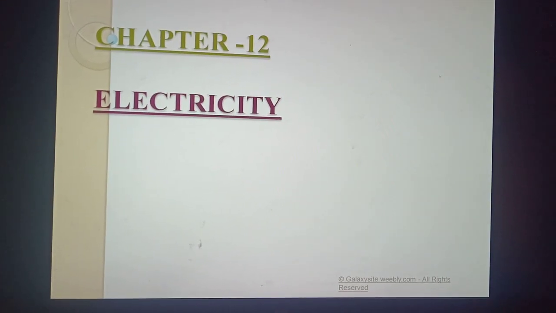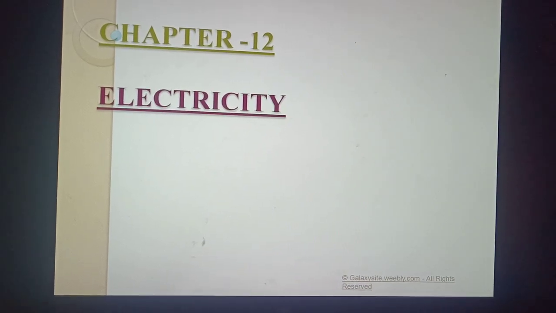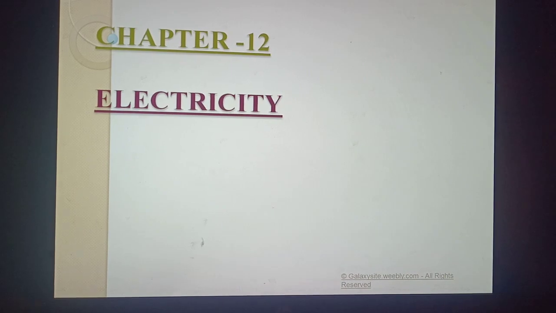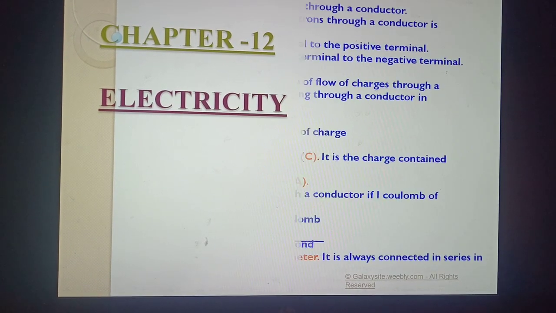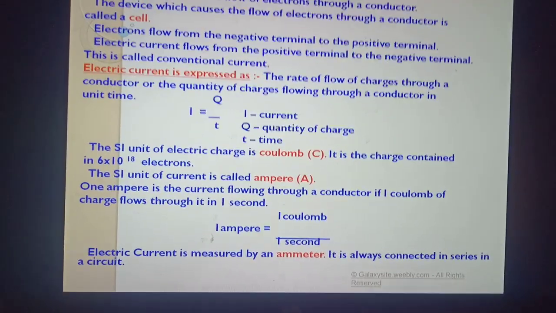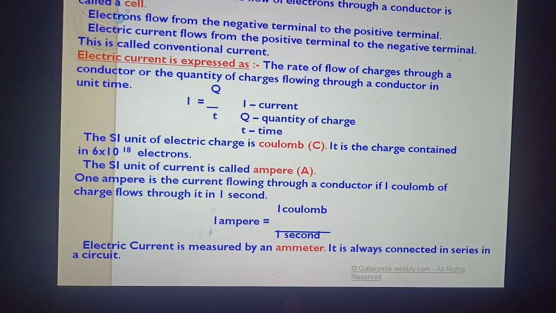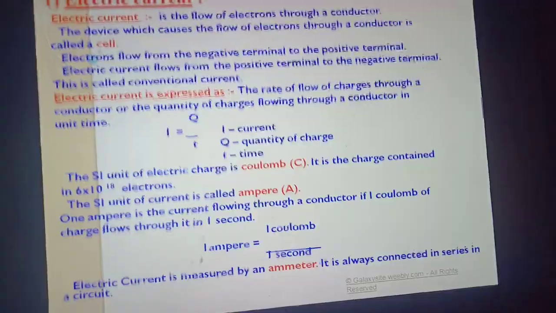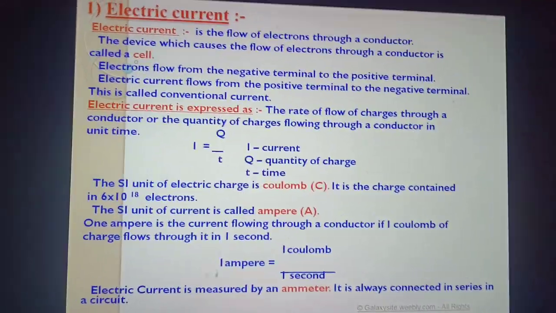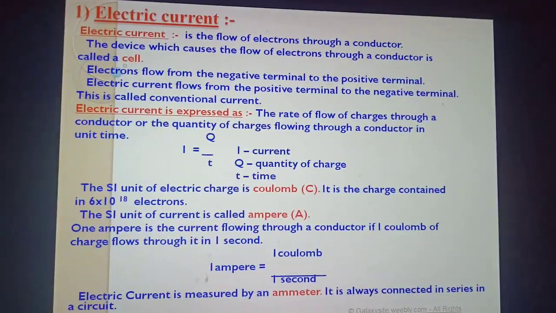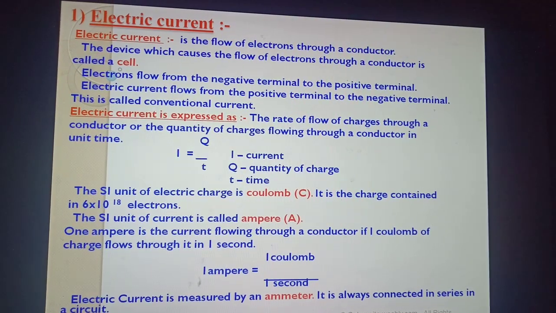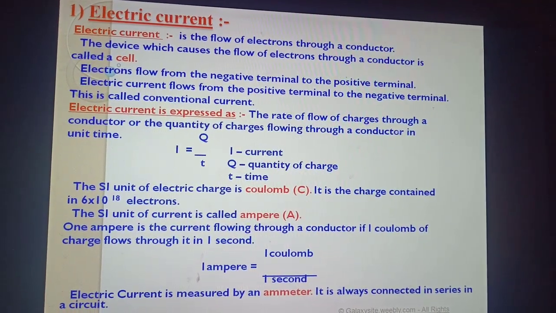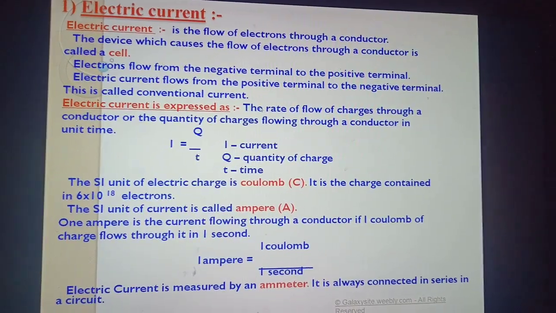Before learning this current electricity, we must learn some terms. And what terms do we have to learn? These terms are... let us see this. The first term is electric current. Now what is electric current? Here it is giving the definition.